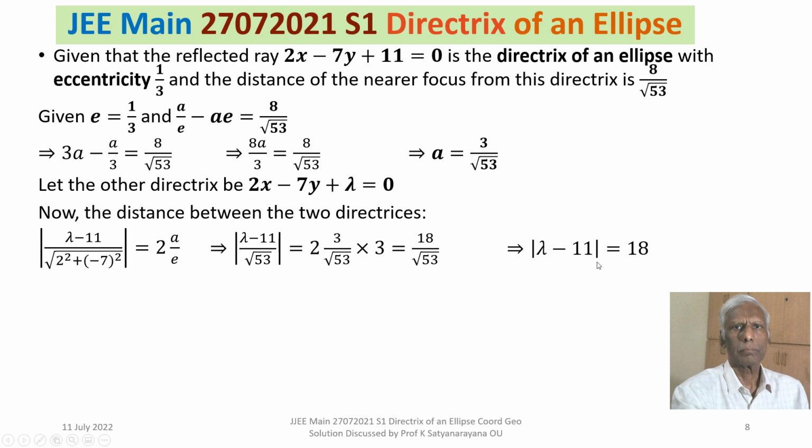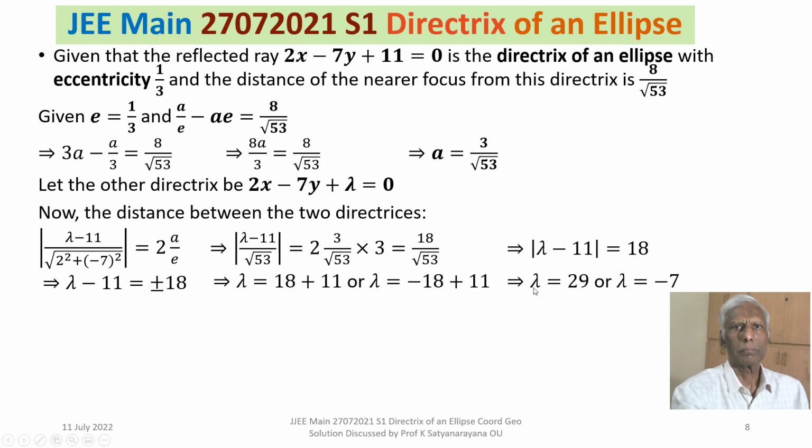and we will get modulus of (lambda - 11) = 18, and this will give you lambda - 11 = plus or minus 18. Modulus of lambda - 11 is equal to 18. That will imply lambda - 11 = plus or minus 18, and that will give you lambda = 18 + 11, or lambda = -18 + 11, that is lambda = 29, or lambda = -7.